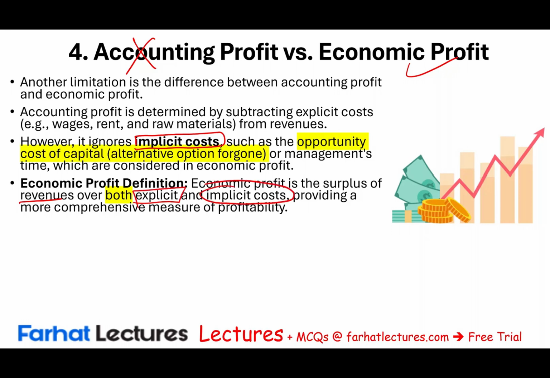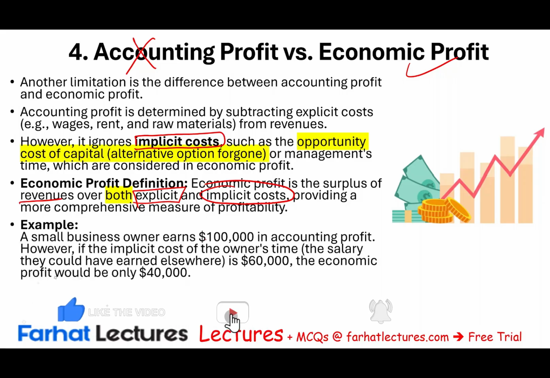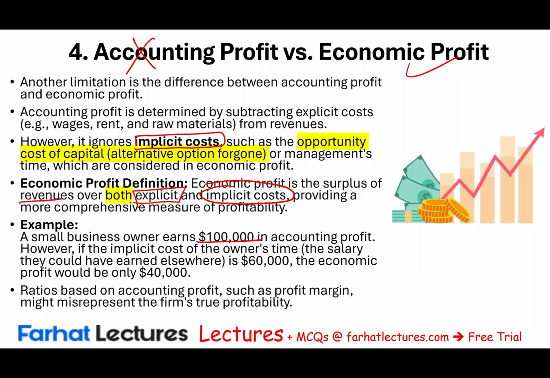We don't consider implicit cost in accounting. We look at the strict numbers. For example, a small business owner earns $100,000 in accounting profit. Okay. However, if the implicit cost of the owner is the time, they could have earned a salary of $60,000. That's the alternative, so there's an opportunity cost. They lost $60,000, therefore their economic profit is $40,000. So ratios based on accounting profit might misrepresent the firm's profitability.